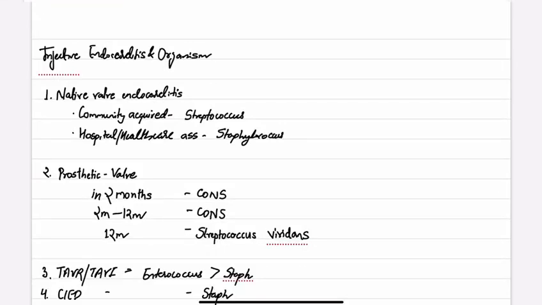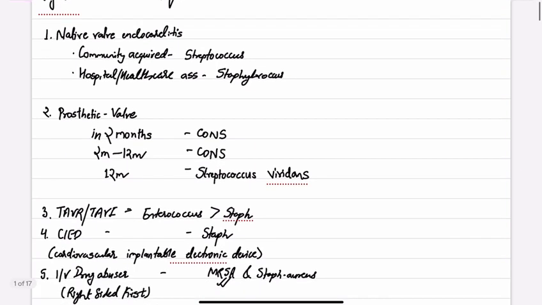In this question, I will explain about infective endocarditis organisms and new updates. As there was a question about old updates, I hope we have to follow this new update. In infective endocarditis, the organism for native valve endocarditis that is community acquired is Streptococcus, but in hospital or healthcare associated infection, you have to go with Staphylococcus.